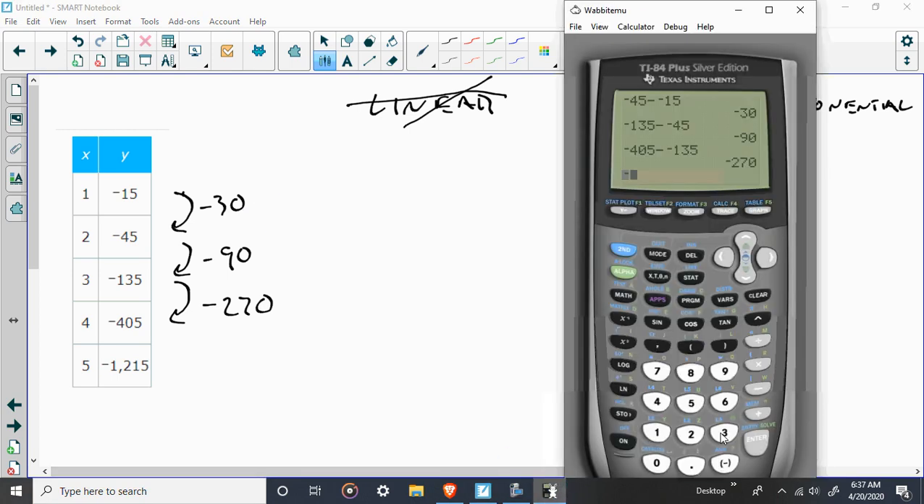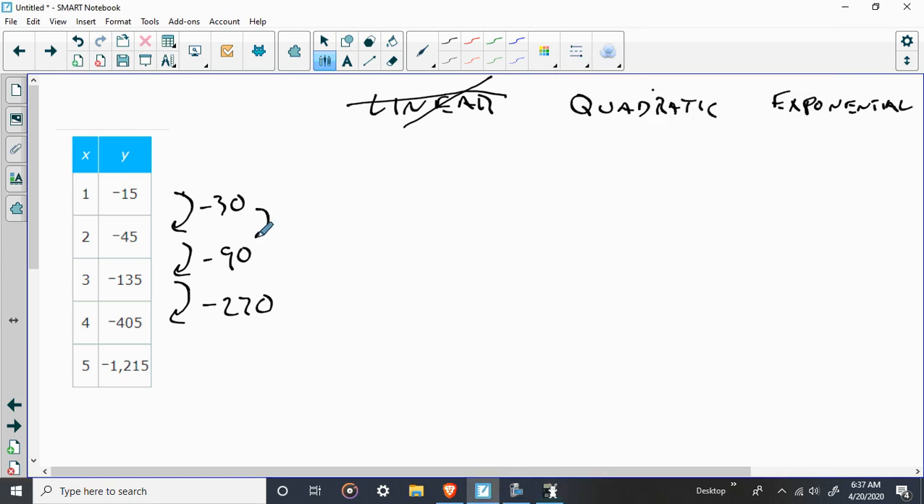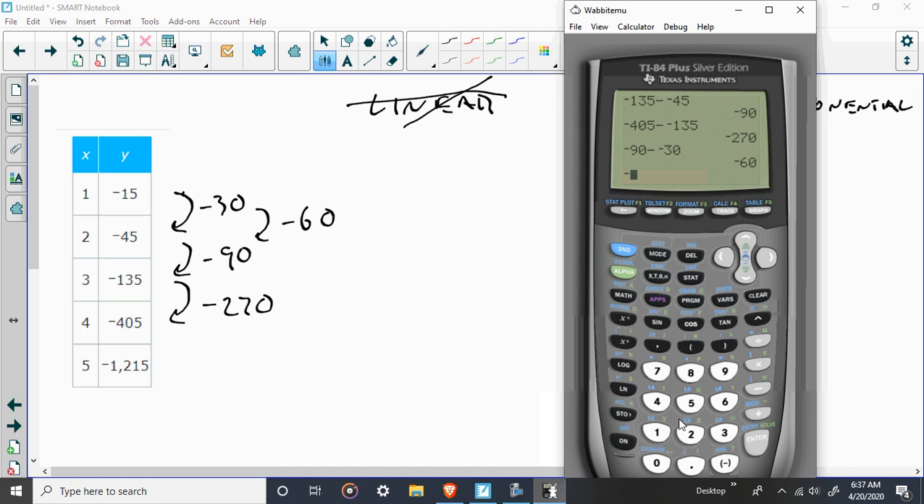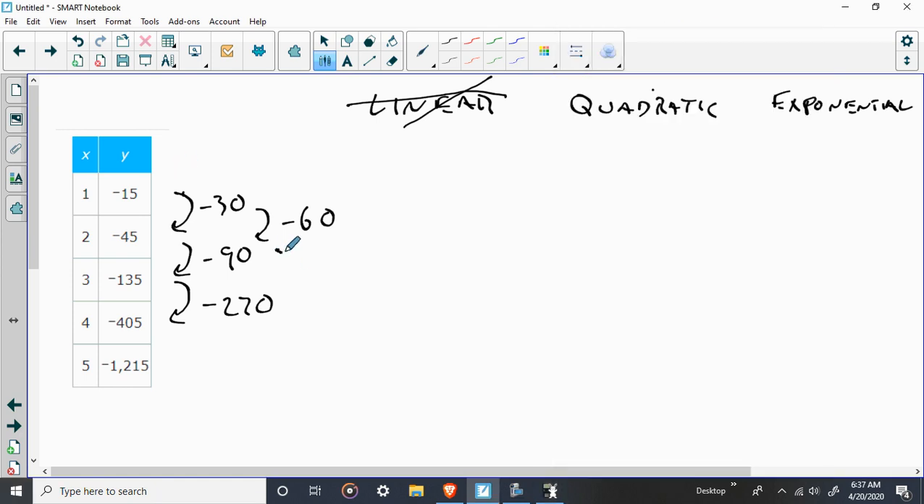Let's do negative 90 minus negative 30. That's going to give me a change of negative 60. And if I do it here, again, you guys should be able to tell that it's not. Negative 270 minus negative 90, and that's negative 180. Since this secondary set of numbers is not constant, it is not quadratic. This is an exponential function.